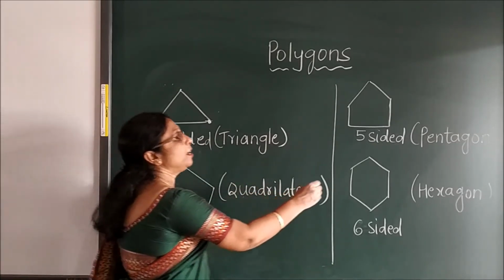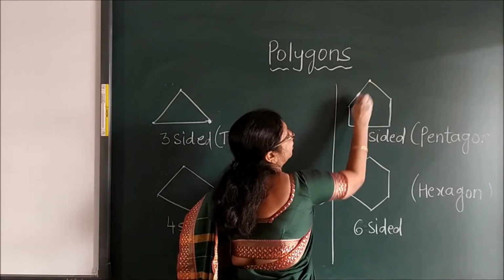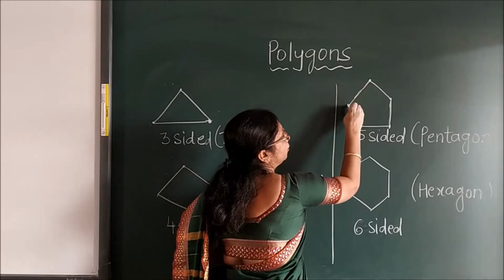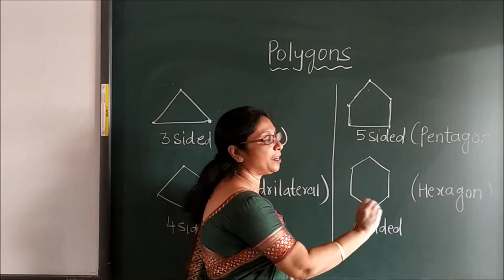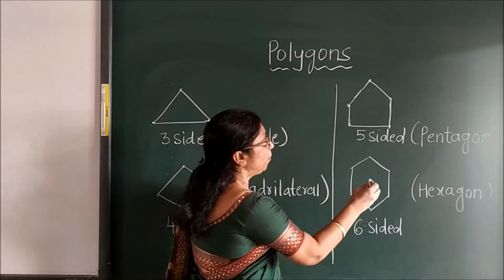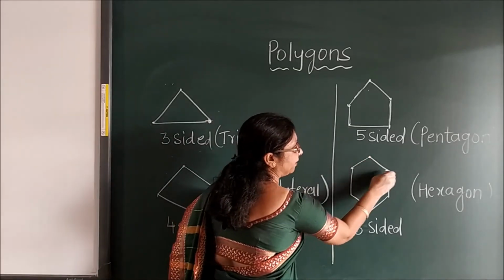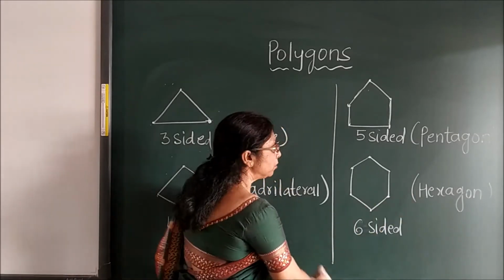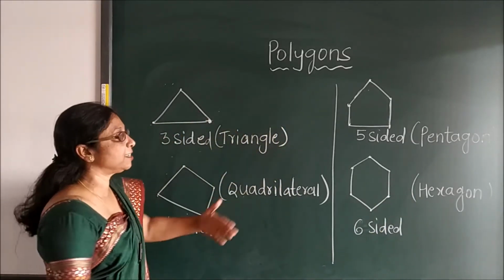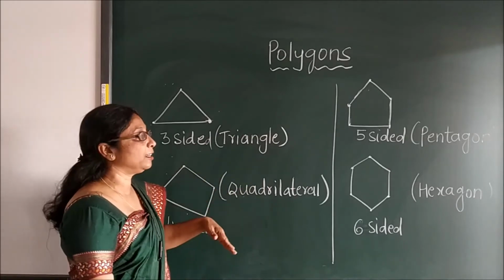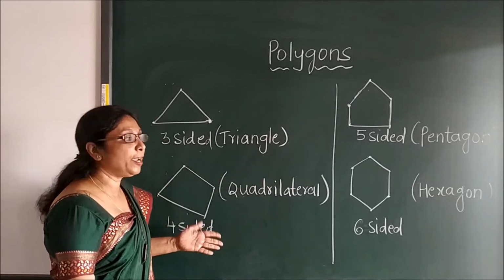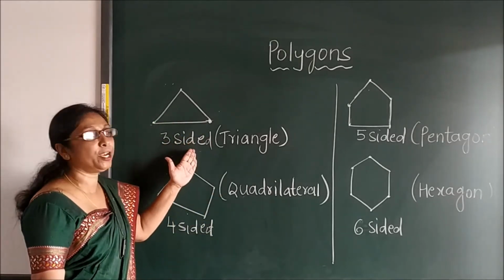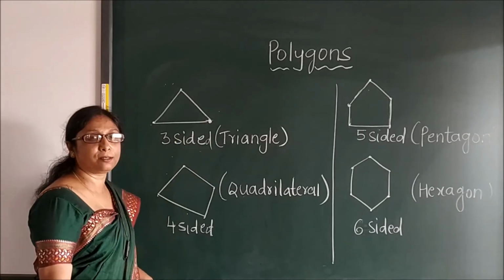Then here, 5-sided. If you can see here, there are 5 vertices and 5 sides. Isn't it? This is 1, 2, 3, 4, 5. A 5-sided figure we call a pentagon. Then in the next figure you see there are 6 corners and 6 sides. We call it a hexagon. In this way, as the sides increase, 8 sides is called an octagon, and 10 sides is called a decagon. In this way, depending upon the sides, you can classify the figures.